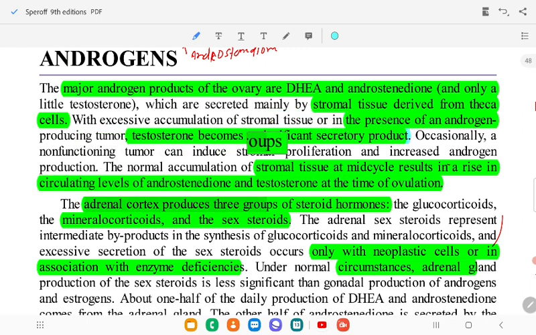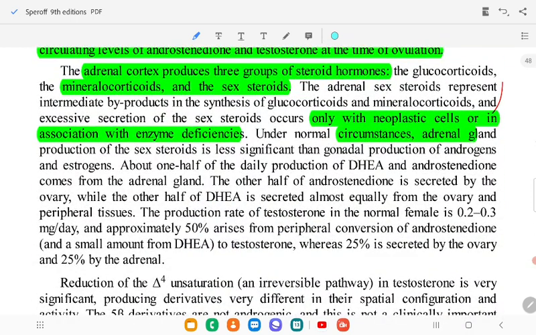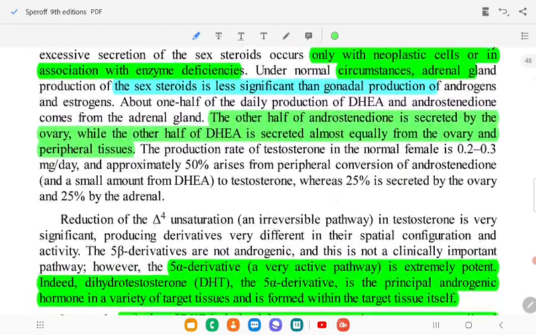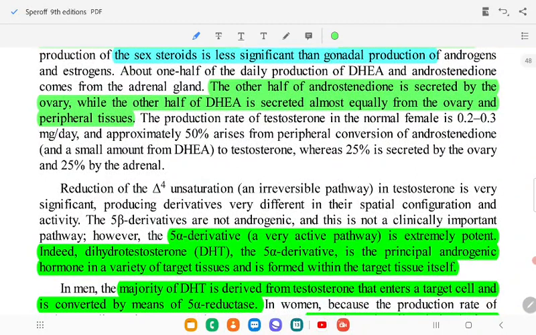The adrenal cortex also produces three groups of steroid hormones: glucocorticoids, mineralocorticoids, and sex steroids. The adrenal sex steroid is present as an intermediate byproduct in the synthesis of glucocorticoid, and is produced in excess only with neoplastic cells or in association with enzyme deficiency. Under normal circumstances, adrenal gland production of sex steroids is less significant than gonadal production. About one half of the androgen is secreted by the ovary, while the other half is derived almost equally from the adrenal and the peripheral tissue. The production rate of testosterone in the normal female is 0.2 to 0.3 mg per day. Peripheral conversion accounts for testosterone, 25% from the ovary, 25% from the adrenal.